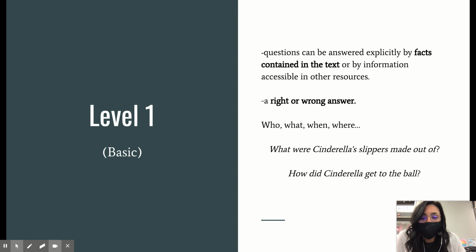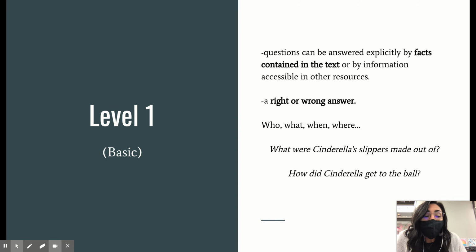Level 1 questions, I call them basic questions. They are questions that can be answered by facts contained in the text or by information accessible in other resources. There will always be a right or wrong answer to these level 1 questions. Typically, they start with who, what, when, and where. In my Cinderella example, what were Cinderella's slippers made out of? Answer: simple, glass. How did Cinderella get to the ball? In a carriage that her fairy godmother transformed from a pumpkin, right?